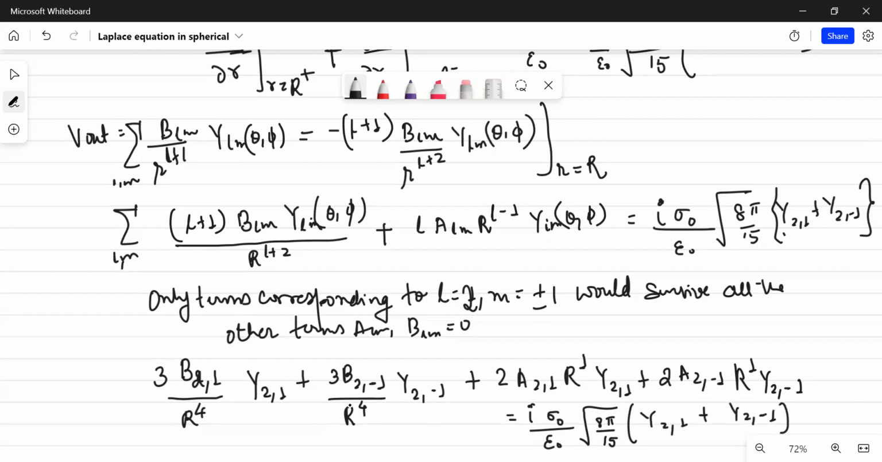So if you equate these two terms, you can clearly see that here you have Y2 1, and here you have Y2 1. And here you have Y2 minus 1, and here you have Y2 minus 1. Is that clear? So what I can write, if I want to add these terms up, what I will find.